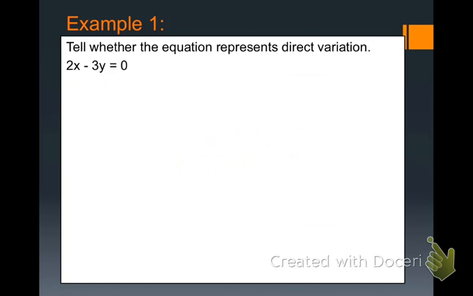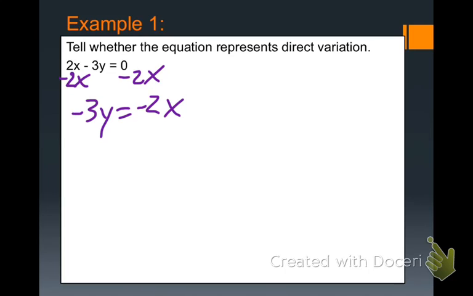One thing you have to be able to do is recognize whether an equation represents direct variation or not. Looking at this example, because x and y are on the same side of the equal sign, we can't really tell until we solve for y. Going back to our literal equations, we want to get y by itself. Before we can do that, we need to move that 2x over. It is a positive 2x, so to move the whole thing, I need to do minus 2x from both sides. So I'm left with negative 3y equals negative 2x.